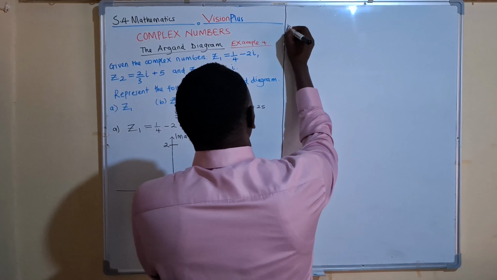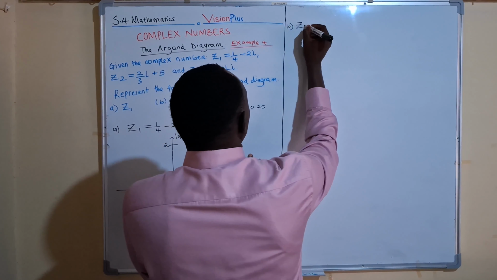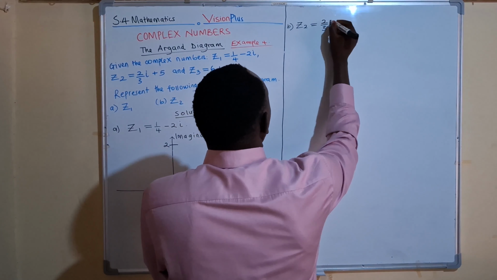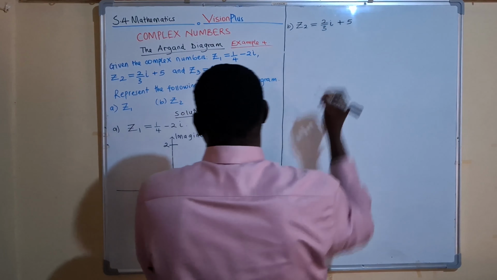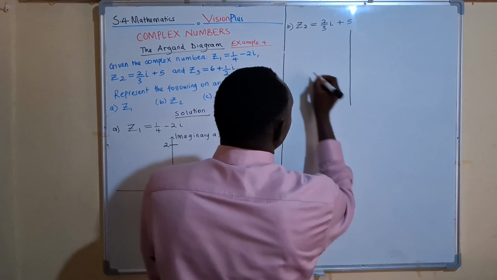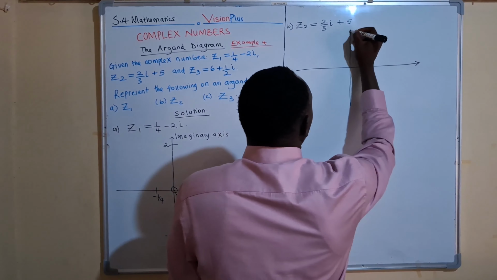Then going to part B. Part B says that the complex number Z2 is given as 2 out of 3 i plus 5. What is the first step here? The first step always is you drawing the complex plane. This is the complex plane.